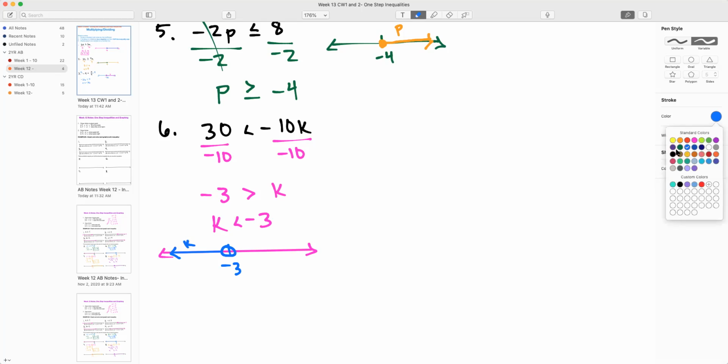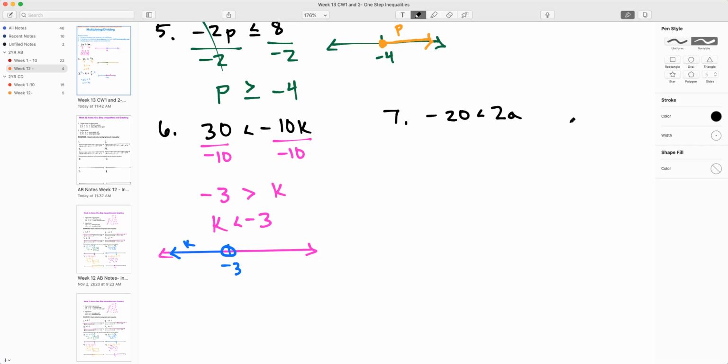All right, number 7. Negative 20 is less than 2a. Try this on your own. Okay, we first divide by 2, then we have negative 10. Here's the thing. Do we flip the sign? We have a negative right here, so maybe you think, yeah, we should flip the sign. But the answer is no, we shouldn't. Why? Because we didn't divide by a negative.